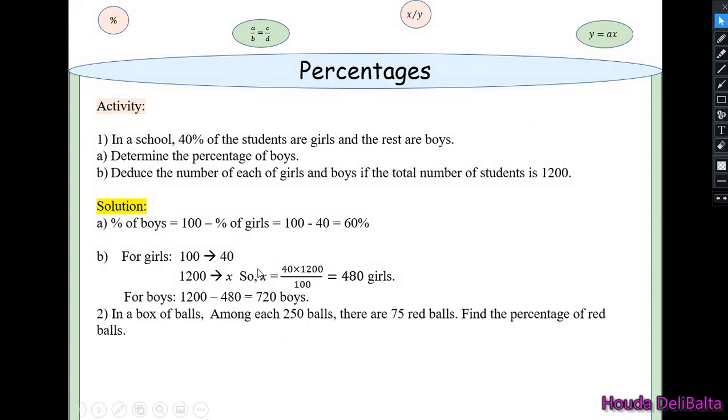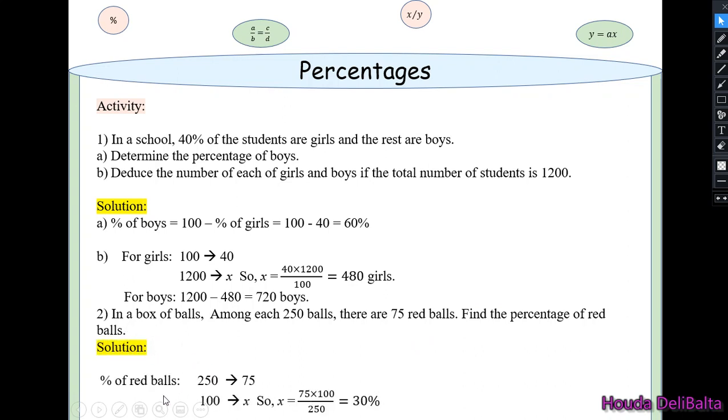Now another activity. In a box of balls, among each 250 balls, there are 75 red balls. So it's like a constant relation. Among each 250 balls, there appear 75 red balls. It's constant, okay? Because of that, I'm asked to find the percentage of red balls. Here I have the total number of balls and the exact number of red balls, and I need to find the percentage of these red balls.